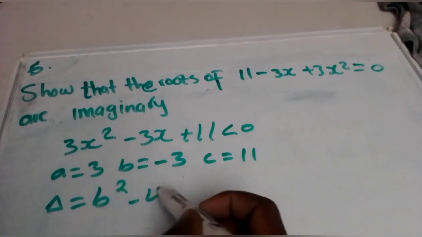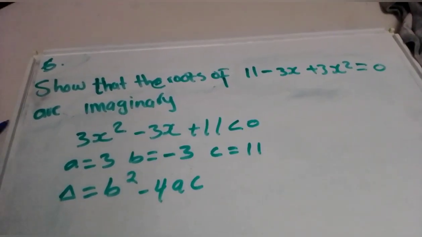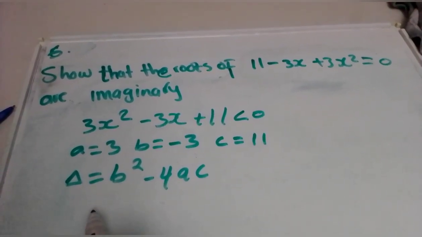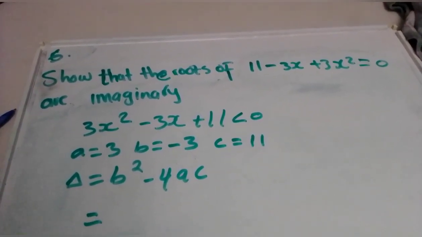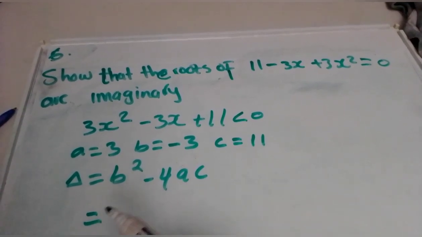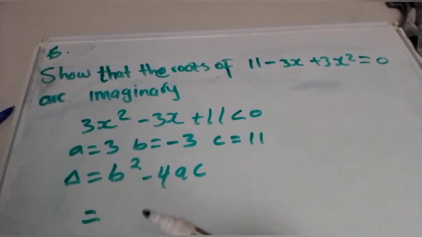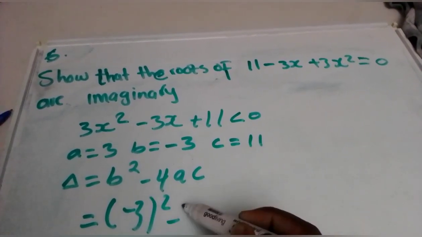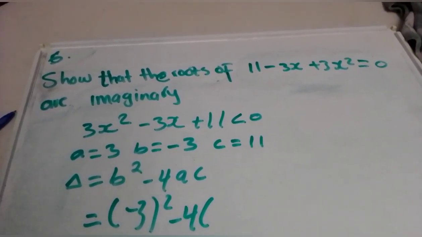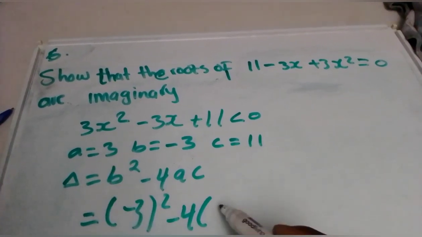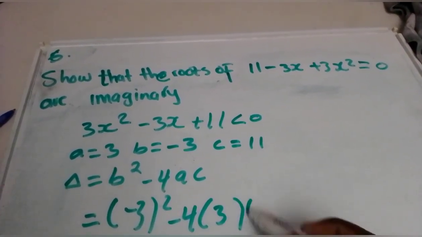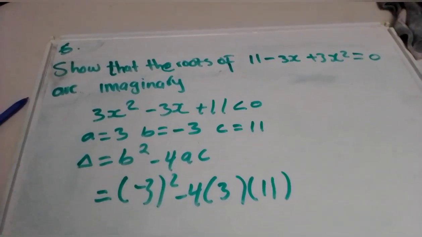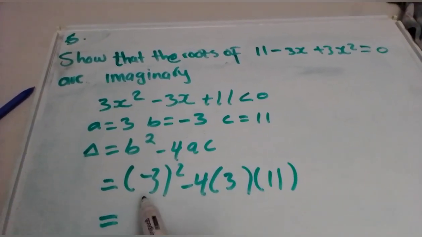So you write your formula. Then after the formula, you do what? You substitute the coefficients or the variables which you got. So here for b squared, we take b, it is negative 3. So we open the bracket, negative 3 all squared minus 4. The value of a is positive 3, and the value of c is positive 11. So when you are here, you just need to do what? You need to use your calculator.